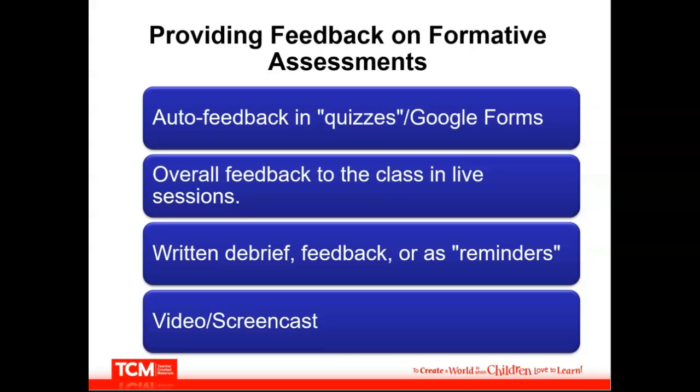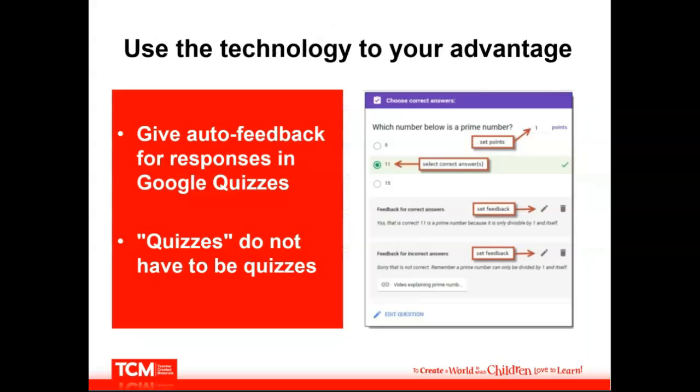Also, disseminating the information to a group is another way to give feedback on the performance of the group as a whole. This might be done in live sessions, or it could be done as a written debrief, feedback, or as reminders when we notice that students are struggling in certain areas. Lastly, we can provide feedback to the class through video format or screencasts for them to view on their own time. Using the technology to your advantage is a great way to give students feedback on their formative assessment.